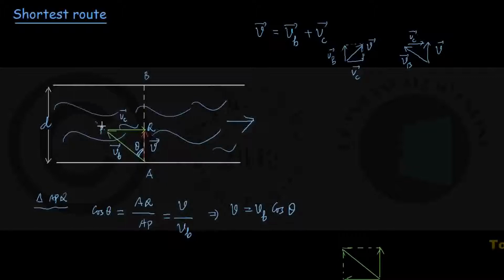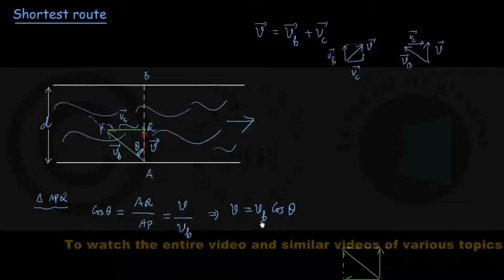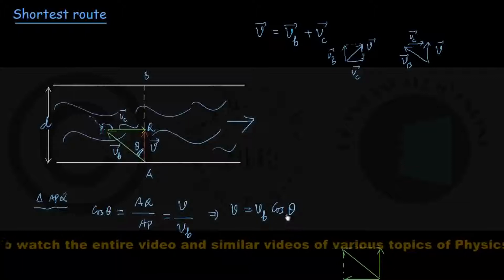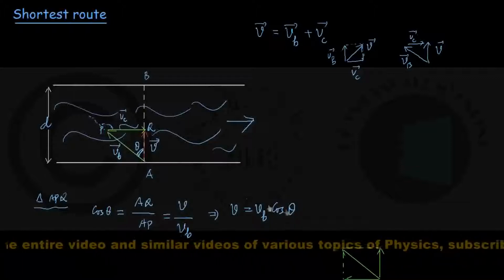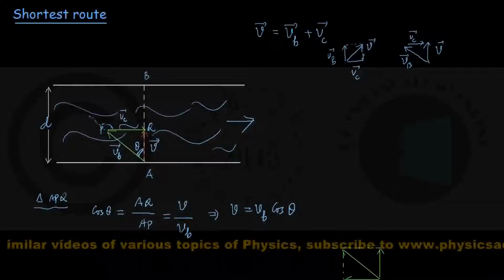You can see VB, if you could just extend like that, this would be the angle between the VB and VC vector, and that's why in such case resultant V is coming out to be less than the value of VB. So this is V in terms of the boatman's velocity and the angle of direction of the boatman's velocity as he tries to row his boat.